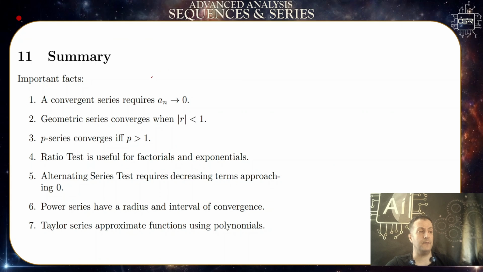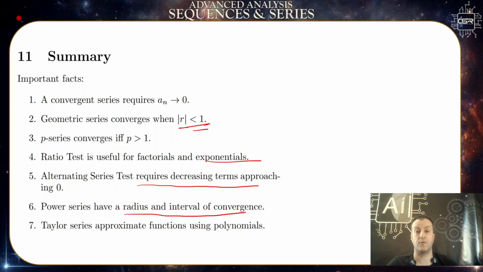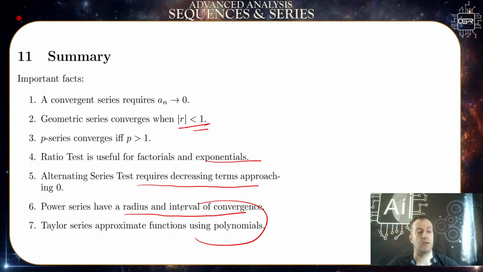As the final summary, a convergent series requires a n approaching 0. Geometric series converges when r, in absolute value, is less than 1. P series converges if p is greater than 1, that is the power in the denominator. Ratio test is useful for factorials and exponentials. Alternating series test requires decreasing terms approaching 0. Power series have a radius and interval of convergence. And Taylor series or Maclaurin series, which is almost the same thing, approximate functions using polynomials.